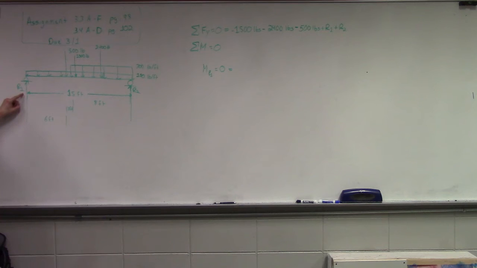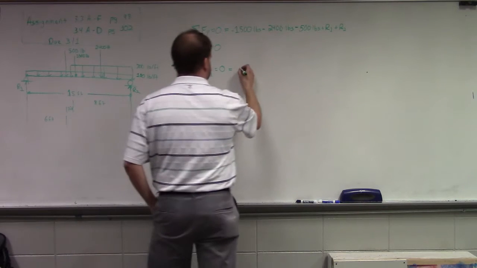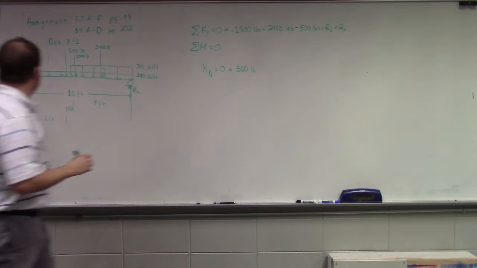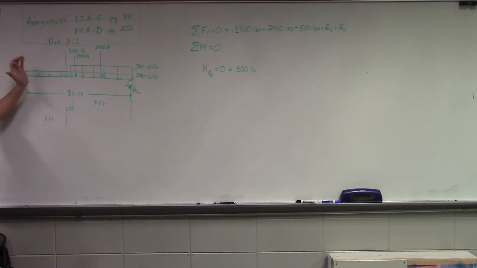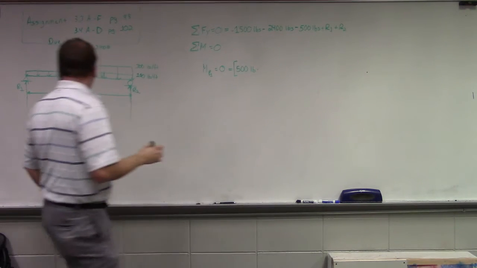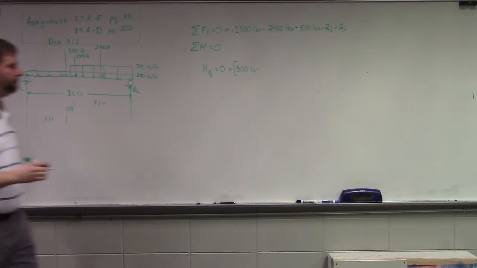So, does R1 try and rotate about the reaction R1? Its line of action is right through that point, right? So it's not going to have any rotation. What about our 500-pound force? Is it operating clockwise rotation, or is it trying counterclockwise? It's trying to operate clockwise, right? So it's a positive value. And how far away is it? 6 feet away.